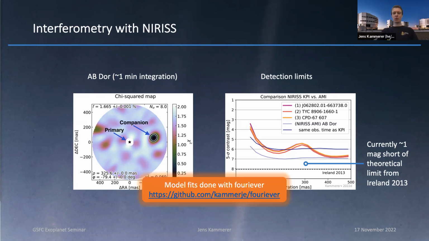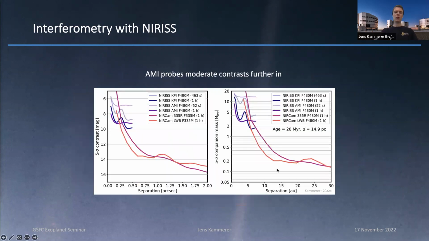And for me, the plot that really shows the power of this mode is this one here, which is comparing this aperture masking mode with the NIRCam coronography at roughly the same wavelength. So this would be the purple lines for aperture masking and these reddish lines for coronography. And you can see that inward of about 300 milliarcseconds or so, aperture masking is just giving you a lot better contrast than the coronography because JWST is 6.5 meters.